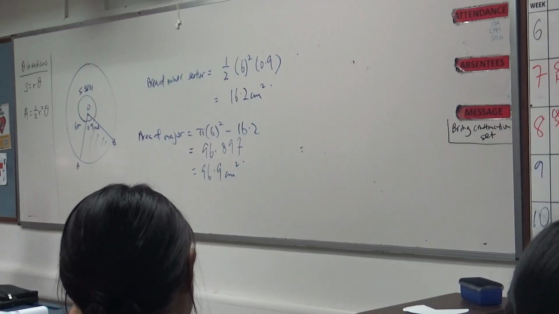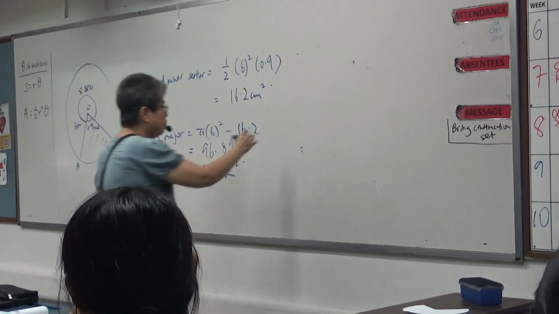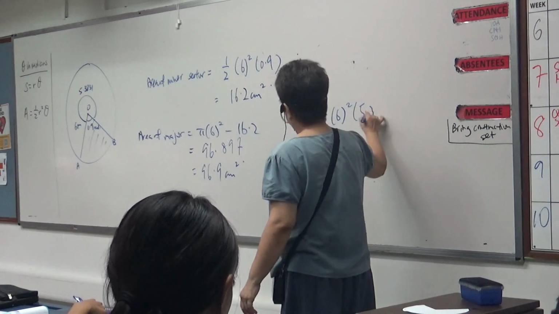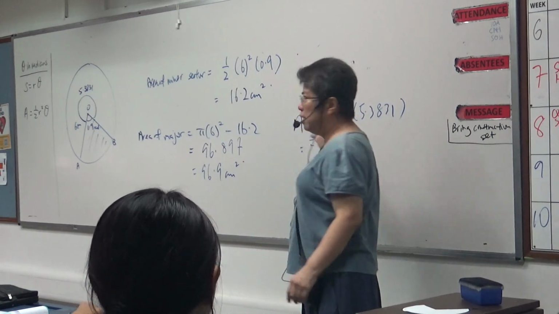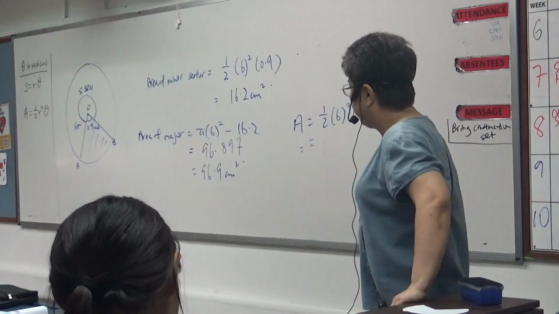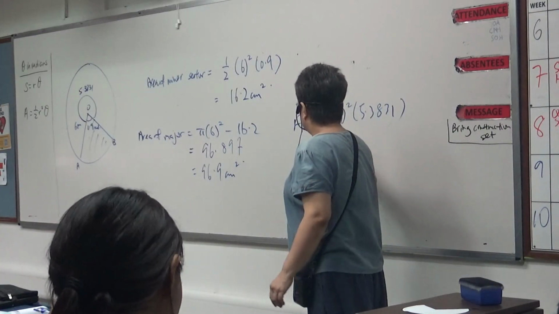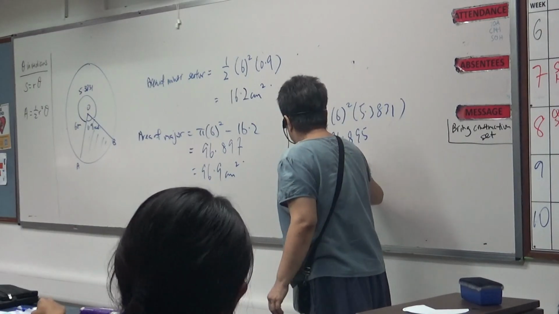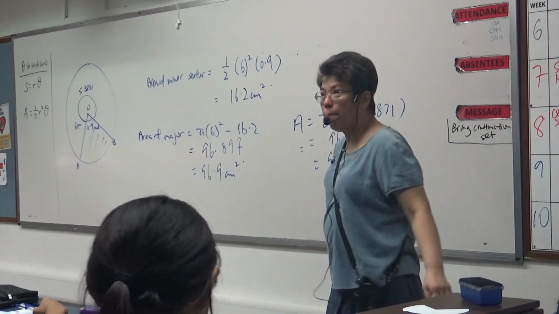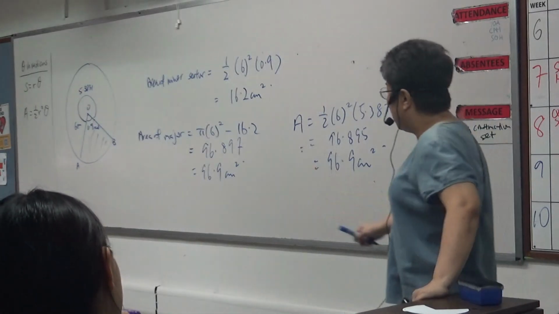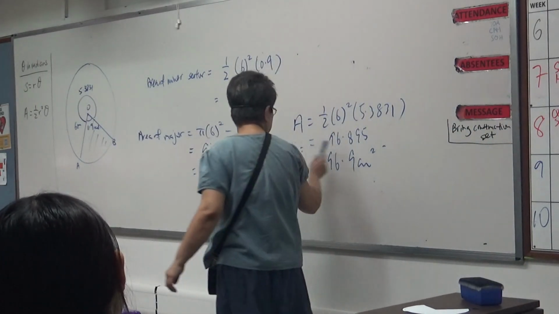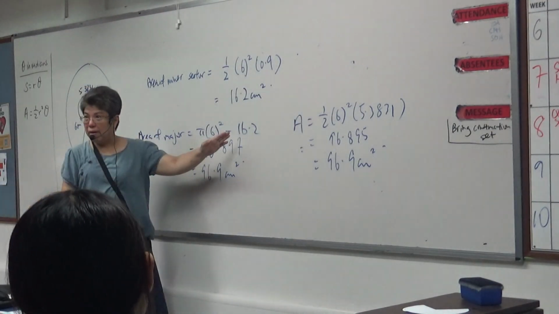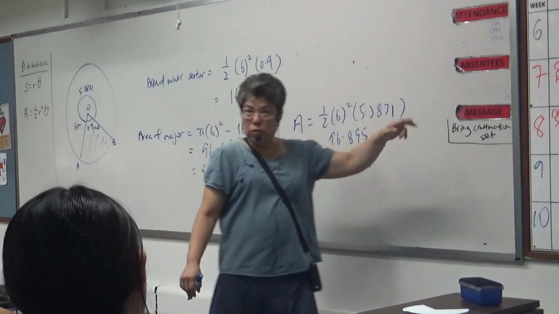Then you use half r squared theta, it will be the same answer. If you don't believe me, let's try. Half r squared theta, 5.3831. Can you hit this? 96.895. So can you see it's just 96.9 as well. Now, how come there's this discrepancy here? This one is the exact answer, whereas this one I truncated already. So there is bound to be some difference.